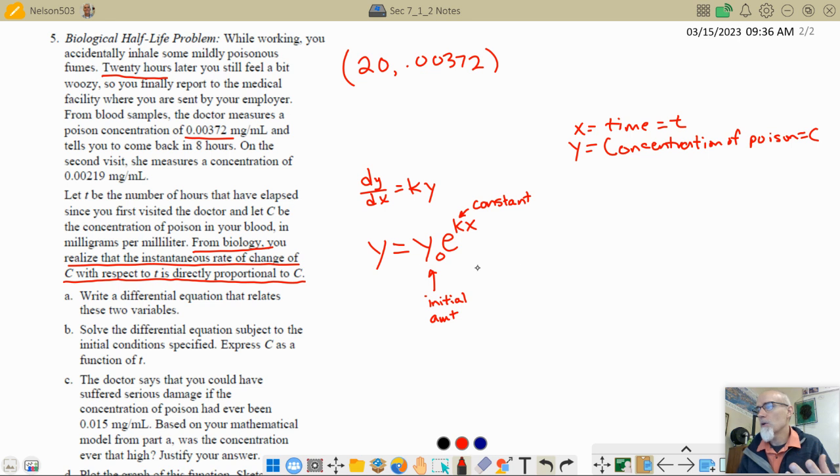I'm going to do that in video 2. How do we find the y sub 0 and the k if our starting amount is after 20 hours, and then it says 8 hours later, at 28, the concentration level is down to 0.00219? So I'll put that in video number 2. Thanks for watching video 1 and getting it all set up and seeing a little review of what we talked about yesterday. Okay, thank you.